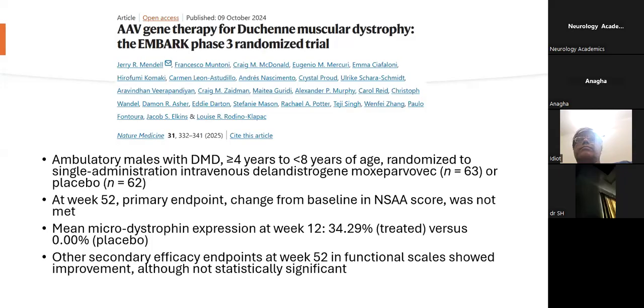This is the result of the EMBARK trial, which was published in October 2024 in Nature. Here, patients between the age of 4 to 8 years who are ambulatory were randomized to single administration of IV delandistrogene moxeparvovec or placebo. At week 52, the primary endpoint, that is the change from the baseline functional score, was not met. However, there was improvement in the microdystrophin expression at week 12. And other secondary efficacy endpoints in functional scale showed improvement, although this was not statistically significant.